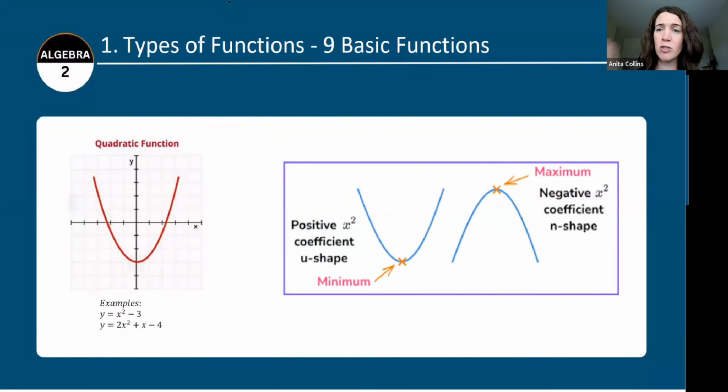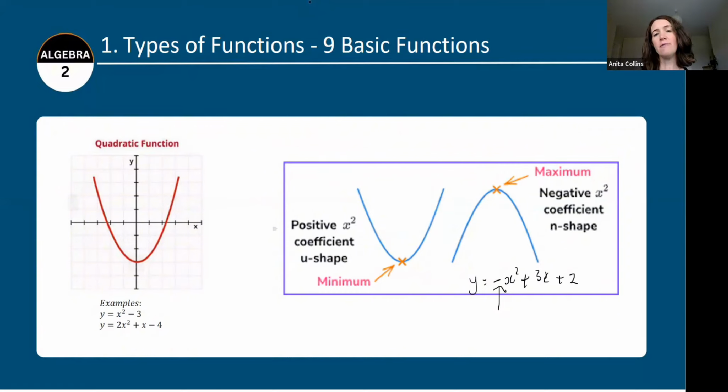Let's zoom in now to the one that we're most interested in today, and that is a quadratic function. We said a quadratic function is a U shape or an N shape. If it's a U shape, the coefficient of x squared is positive. The number in front of x squared is positive. If it's an N shape, the coefficient of x squared is negative. So it might be, for example, y is equal to minus x squared plus 3x plus 2, which would be a sad face, an N-shaped curve, because the coefficient of x squared is negative.